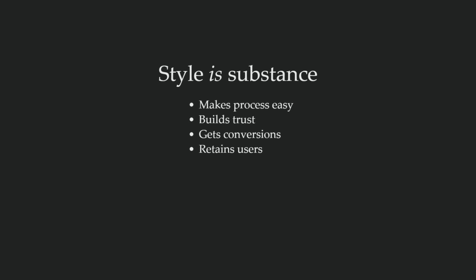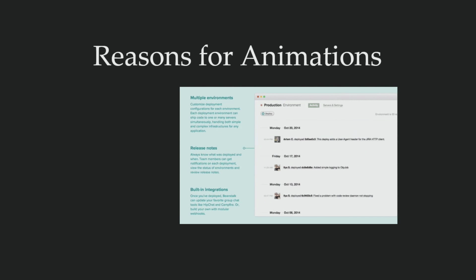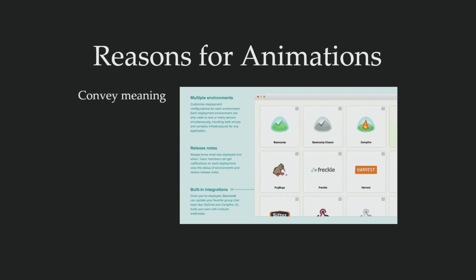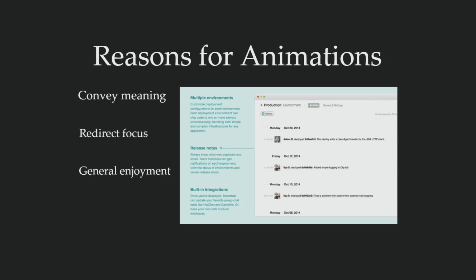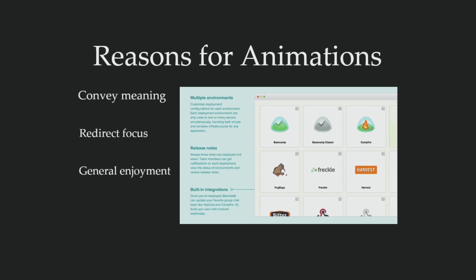And so now I'm going to be talking about some reasons for animations. There are three main categories of reasons, per se. The first is to convey meaning through animation. The second is to redirect users' focus. The third is for general enjoyment. So this example here is just a very, very simple animation next to the navigation, which shows which section is currently being viewed.